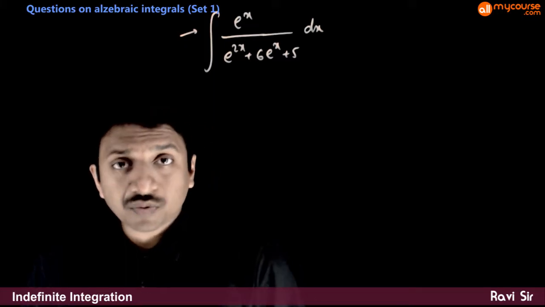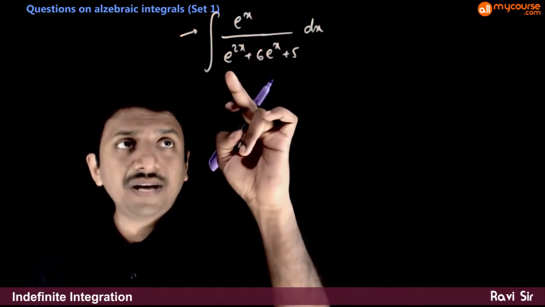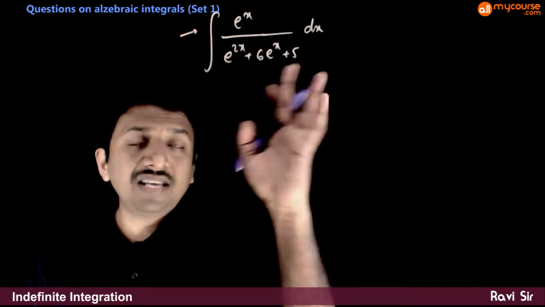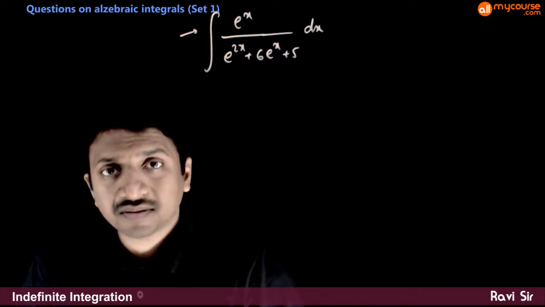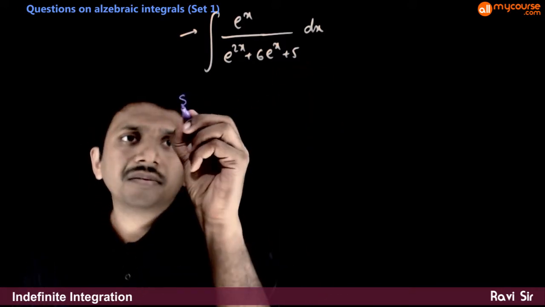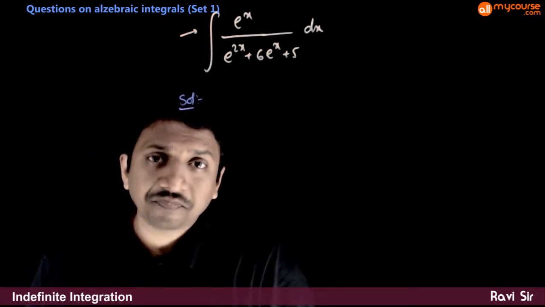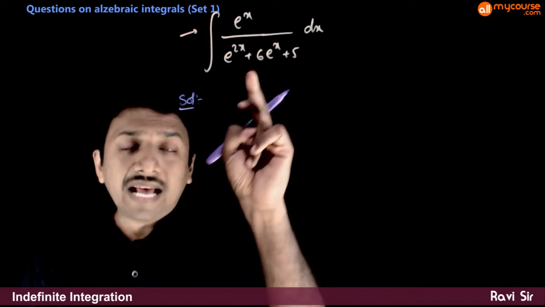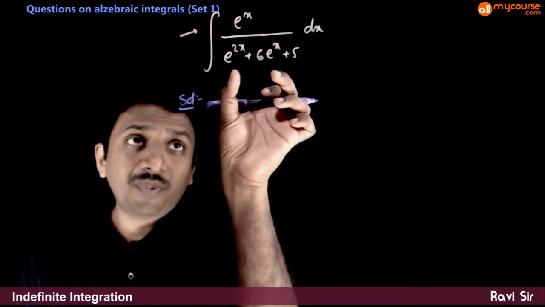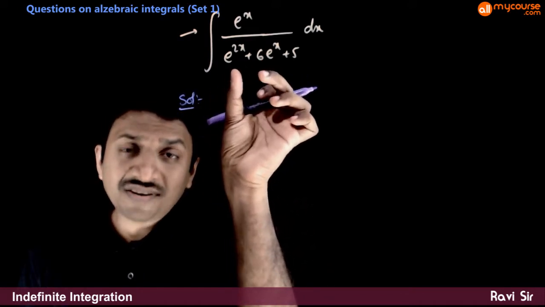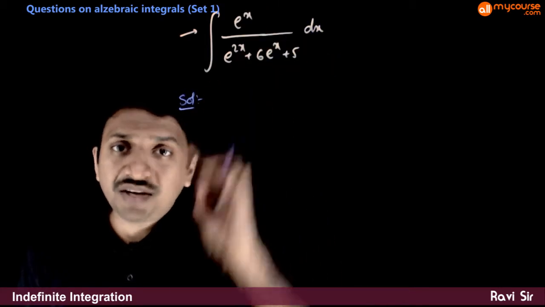So next let us take this question, integration of e power x by e power 2x plus 6 e power x plus 5 dx. So how do we integrate this integral? Here, as we can see, the denominator is made up of the function e power x, and the differentiation of e power x is e power x, which is there in the numerator.